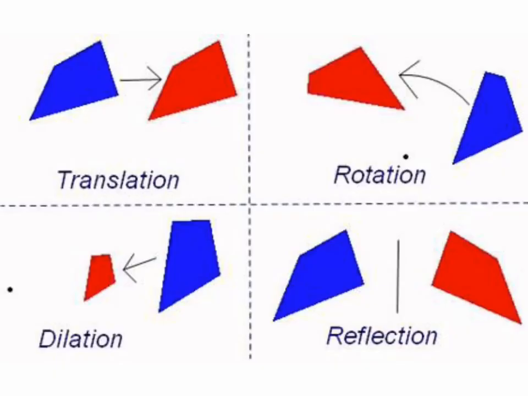So real quick as a review, translation is this: rotation, dilation, reflection. Hopefully that makes sense. Hopefully we got to start defining these words.